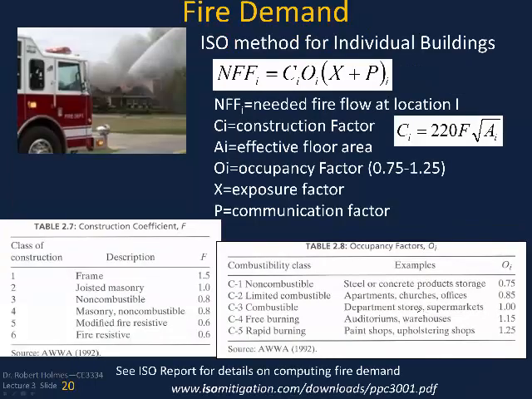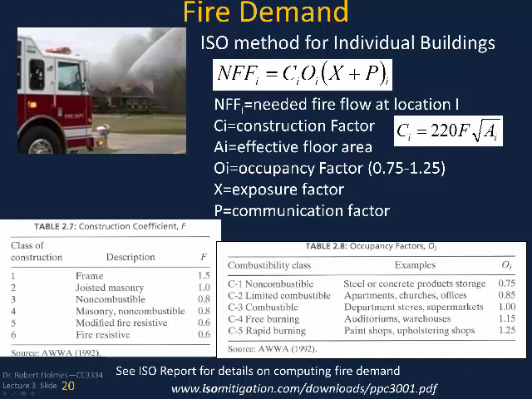Fire demand: there are equations put out by the International Standards Organization, who basically sets the insurance rates, or they give an ISO rating for a particular town, which then will help set your homeowner's insurance, because a big part of that homeowner's cost is fire insurance. And so the International Standards Organization, or ISO, has this computational method, which is the NFF, or the needed fire flow at a location.